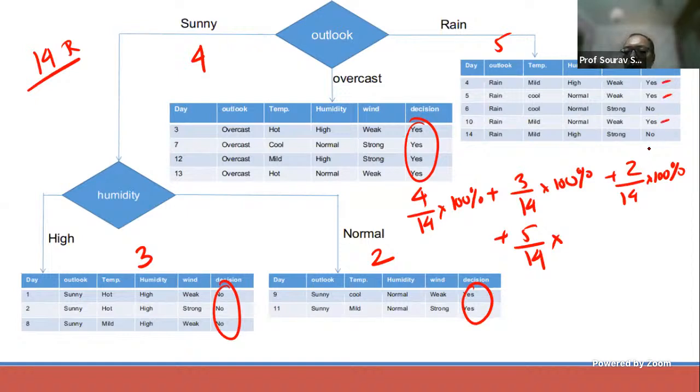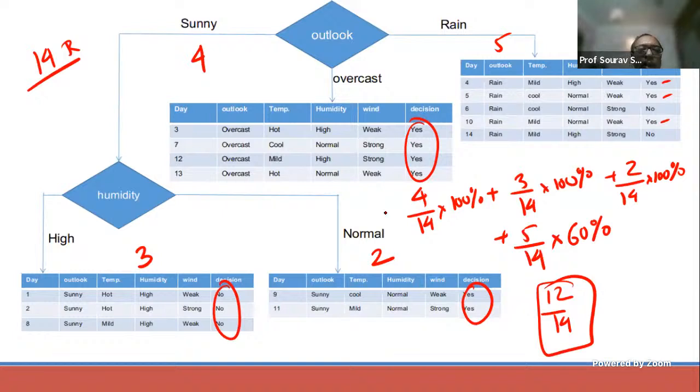3, right? So 3 out of the 5 would be correct. So 60%. Whatever that comes out, that's the answer. Finally, it will come out to be the same as this 12 by 14. That is the accuracy of this particular decision tree. I think it will be 85 point something, right?